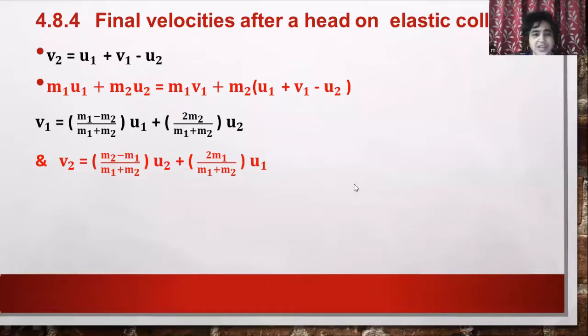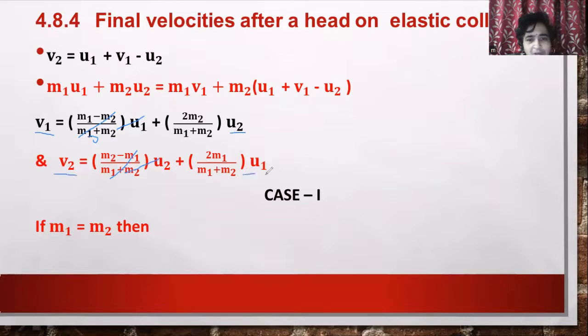We shall see the special case when m1 is equal to m2. See, if m1 is equal to m2, see what will happen. m1 minus m2 म्हणजे ही टर्म कॅन्सल होईल, त्याच्यामुळे हे 0 येईल. सो हे 0च येईल पूर्ण. सो v1 will be equal to u2 and v2 will be equal to u1. We shall interpret this.